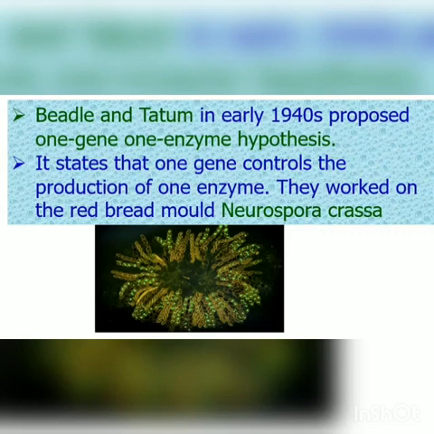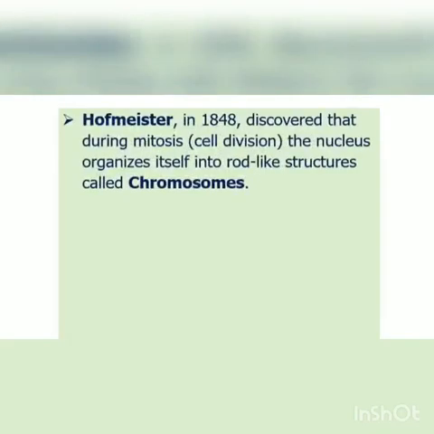So green color and red color fungus will form on the bread. So it states one gene controls the production of one enzyme. So it is carried out in red bread mold, that is Neurospora crassa.